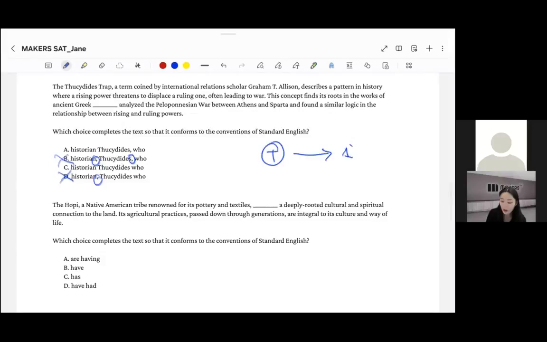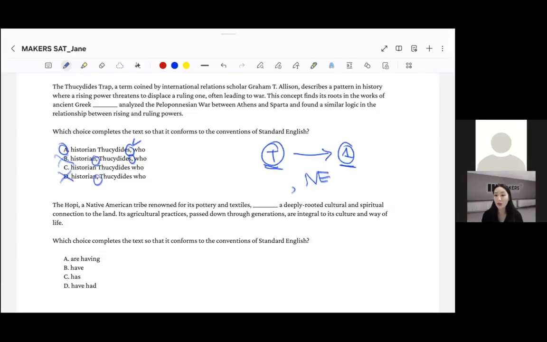No, this is still one. This would be additional information that tells us what he has done. It doesn't have the effect of cutting down the number. So it becomes non-essential. And for non-essential information, we want to separate it with a comma. So we want a comma here, making A the right answer.